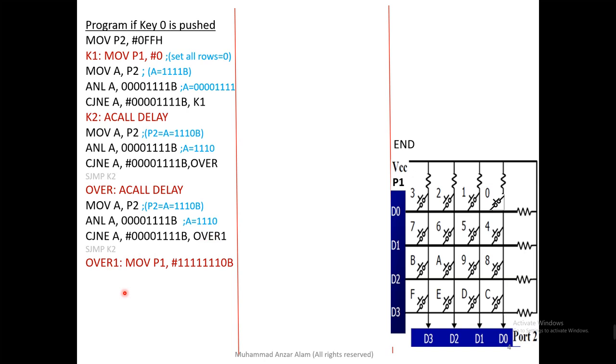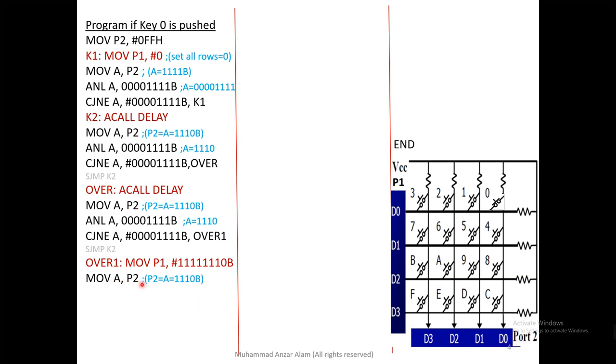And at over one, again what we are doing here, P1, initially we put P1 all zero. All the P1 pins were having zero status, but now we are only making row 0 zero, and the rest of the row bits are 1 1 1. So we are only making this one 0. After making this one 0, again we are reading. We read this value many times.